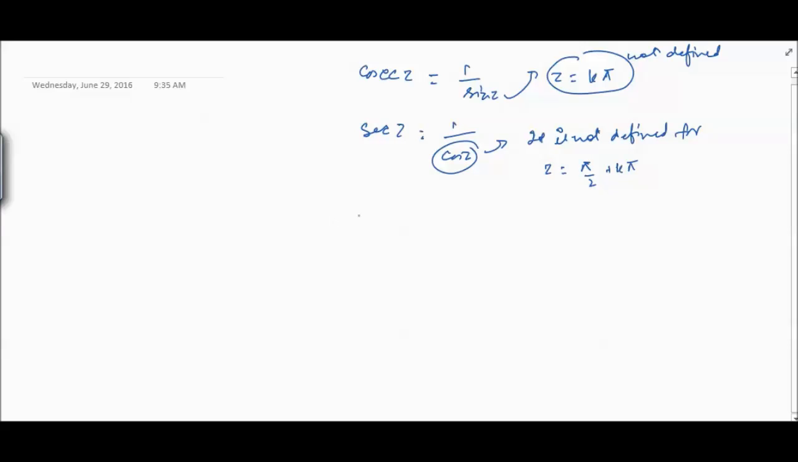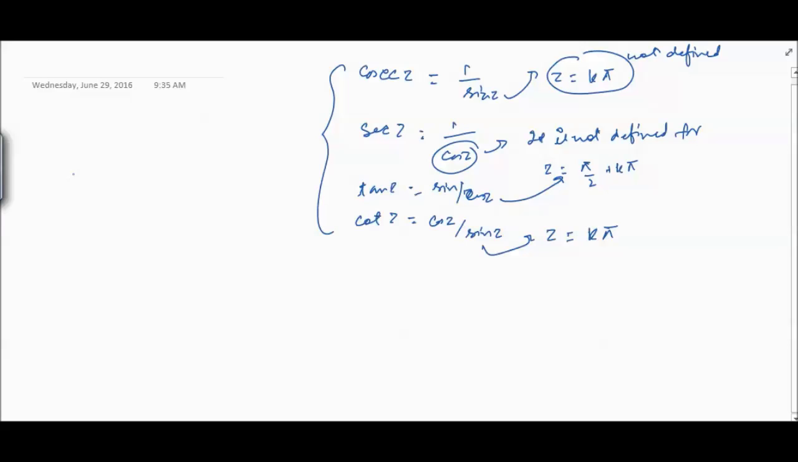Similarly you have tan of z, which is sine of z upon cos of z. This is again not defined for z equal to pi by 2 plus k pi. Then you have cot of z, that is cos of z upon sine of z. Sine of z is in the denominator, so it is not defined for z equal to k pi. And you can similarly note these things. And more things which you can prove: we have dy by dx of tan of x is equal to secant square x in case of real functions, right?